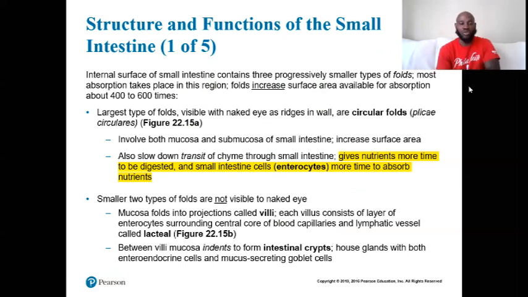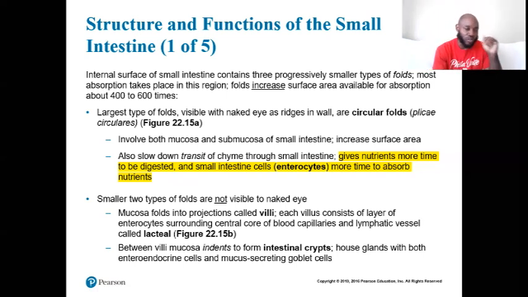You have different types of folds. Largest types of folds are called circular folds, visible to the naked eye. Involve both mucosa and submucosa, the two innermost layers, the epithelial layer and the connective tissue layer. The small intestine increases surface area, makes it slow down the transit of something through. So if something is bumpy, the chyme is going to go slower as it goes over these folds, give the nutrients more time to digest, and through the enterocytes, which are those cells of the small intestines.